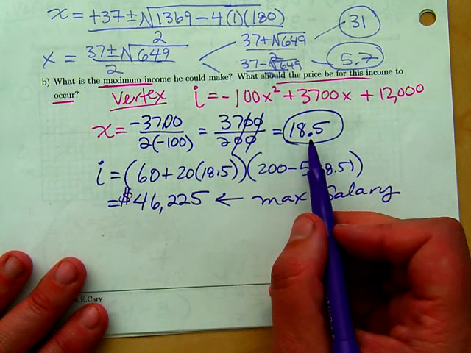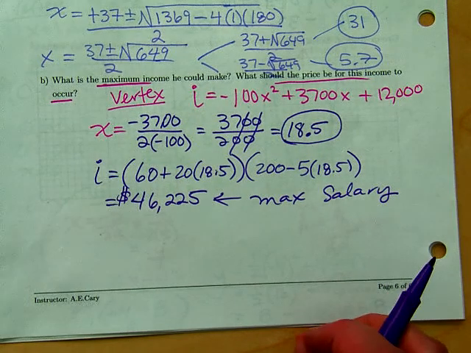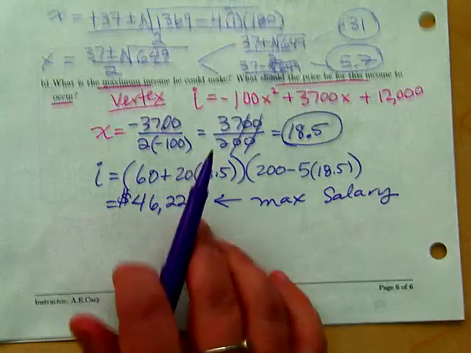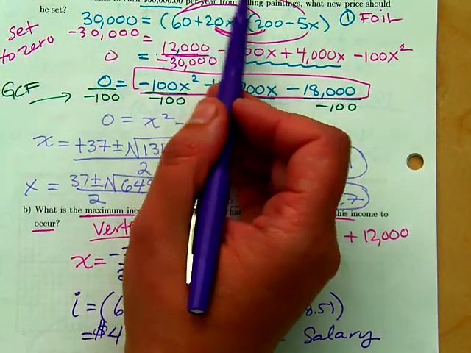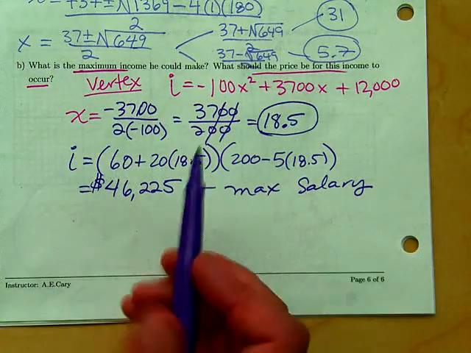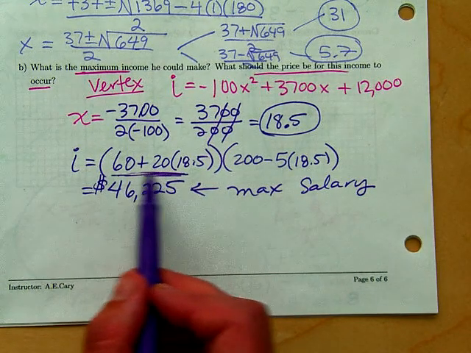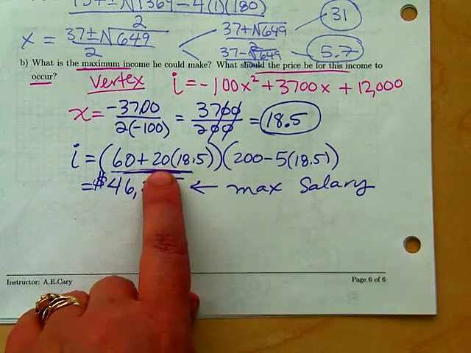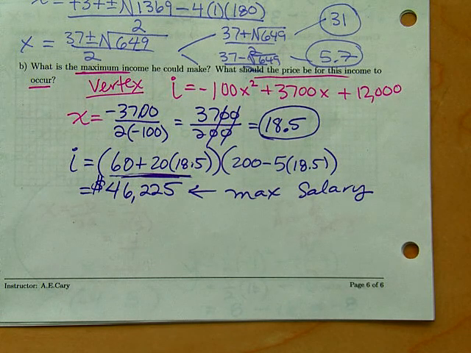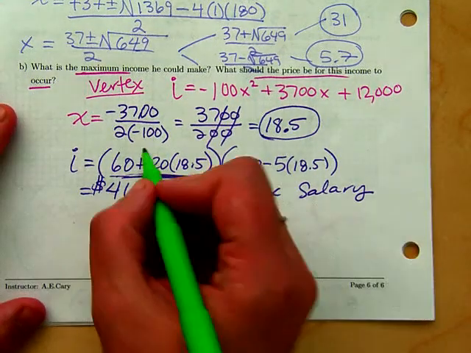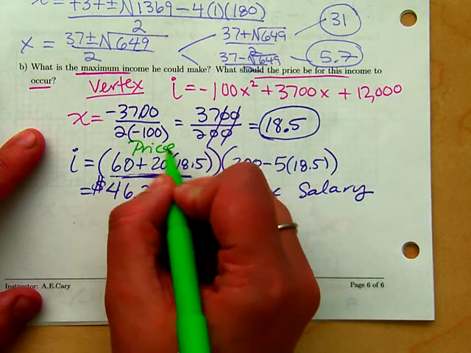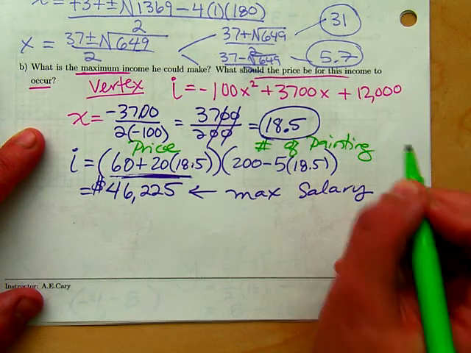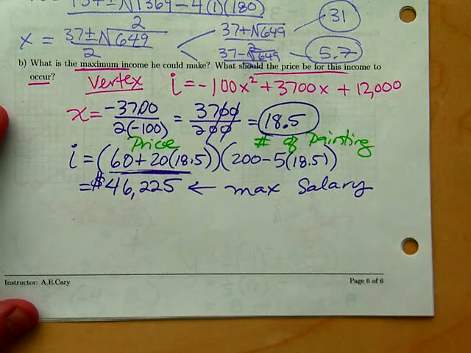46,225. And how much would he be selling it for? So here, let's look back here. This is the price right here. This is the number sold. So right here, this is the price, isn't it? So you have $60 plus $20 for every increment that he's going to add on to the price. Right. So here's the price. Here's the number of paintings sold. So he was way undercharging, wasn't he, in the beginning?